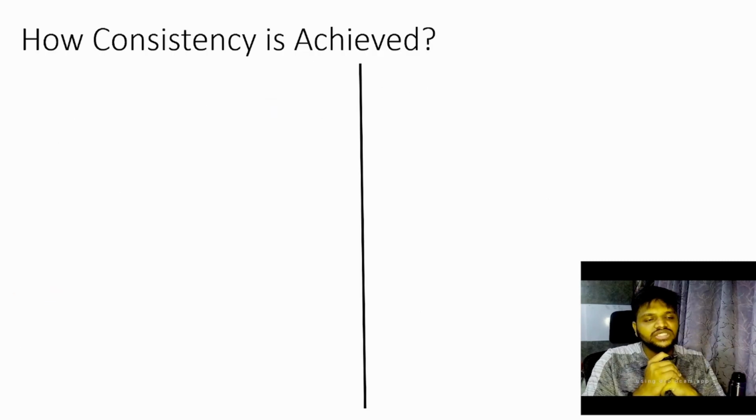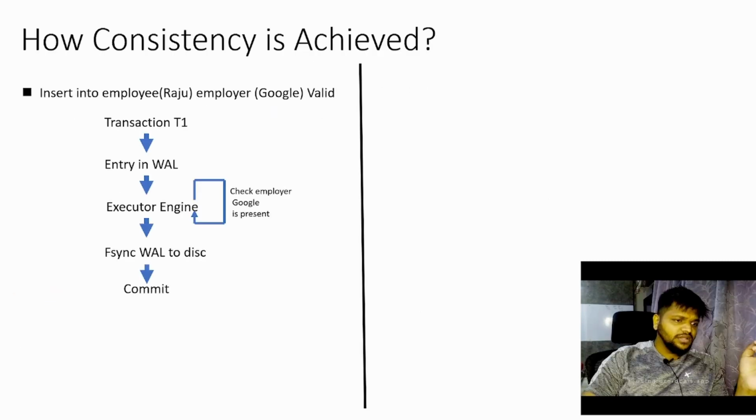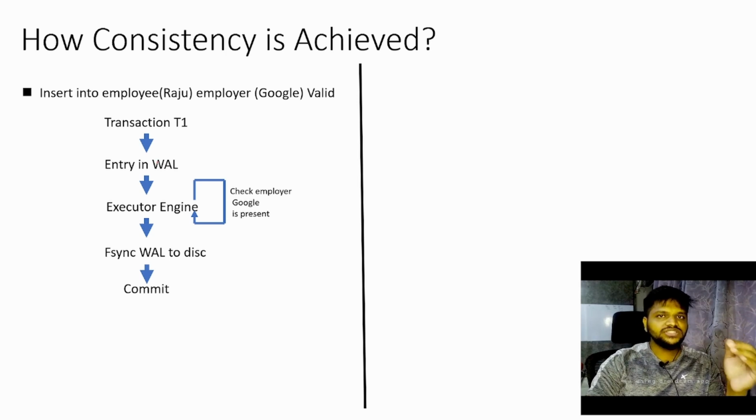Now let's discuss how consistency is actually achieved. A valid example that we are taking: insert into employee Raju, employer Google, a valid use case. Transaction T1, entry into the WAL file. Again, the important thing is you have to watch my previous video from the starting portion to understand how exactly insertion happens in the database.